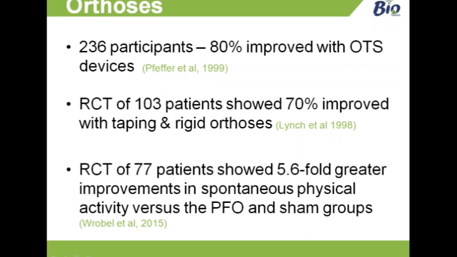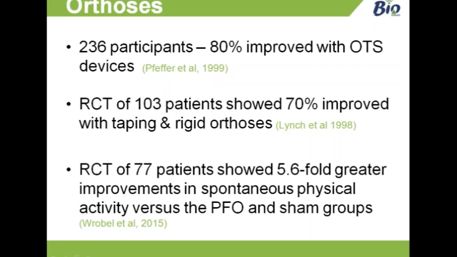And then there's a study here by Lynch. This was a randomized control study of 103 patients, and they looked at 3 treatment categories. One was anti-inflammatories, another was just accommodative, comfy insoles, and the final was mechanical. The mechanical consisted of low-dye taping for 1 month, followed by rigid custom-made orthoses for 2 months.